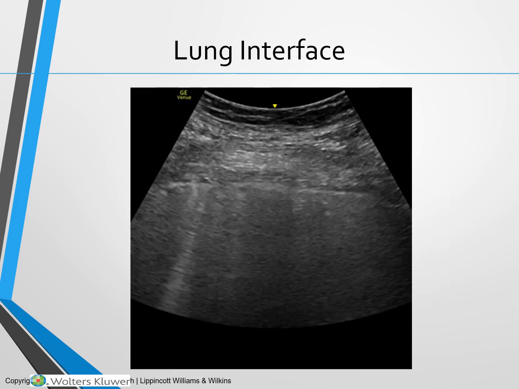Here's an image showing the lung interface. When we try to image anything that contains air on ultrasound, all of the sound is reflected back to the transducer and we're unable to visualize that soft tissue.